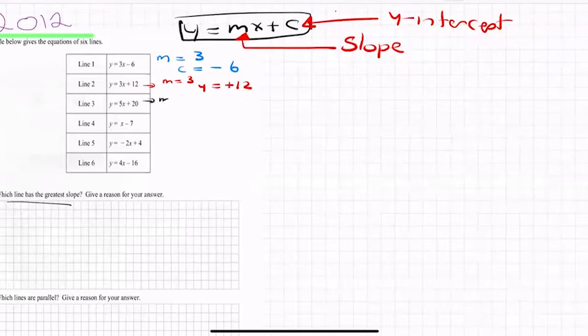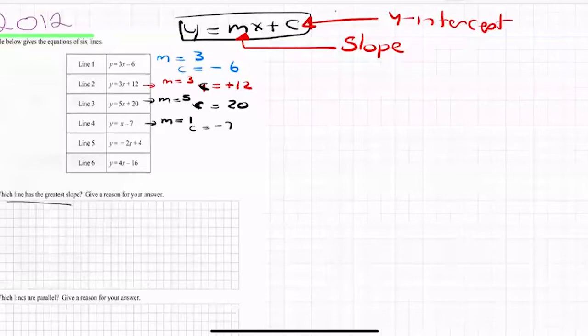Line 3, my slope is 5, my y-intercept, it should be c, is equal to 20. Line 4, my slope is 1. Whenever there's not a number in front of x, it's not a 0, it's a 1, otherwise the line wouldn't be there. And my y-intercept is -7.